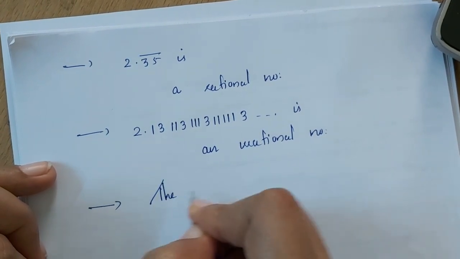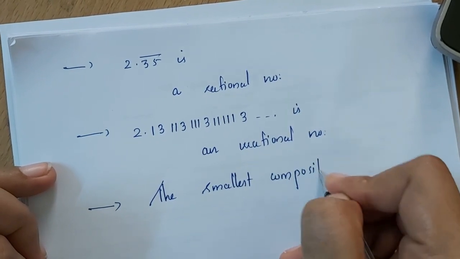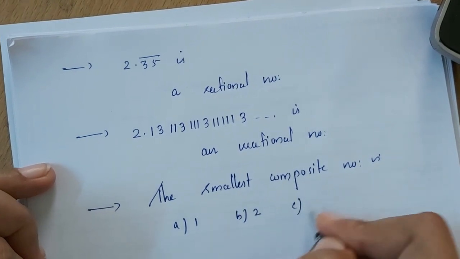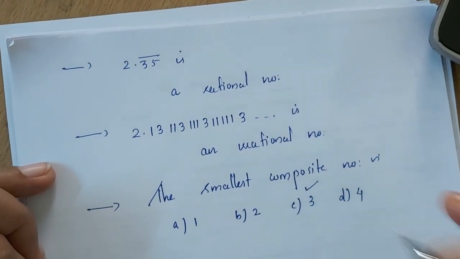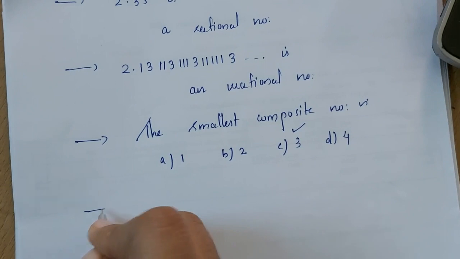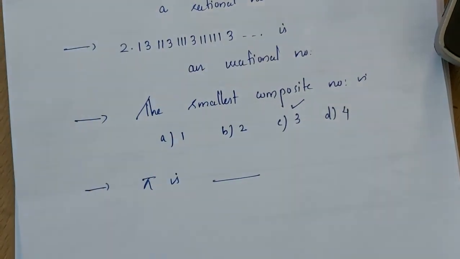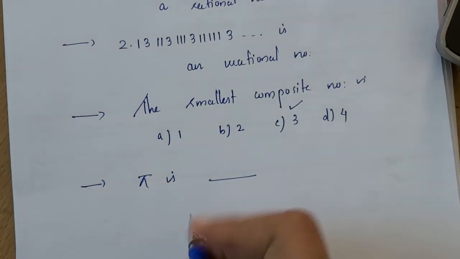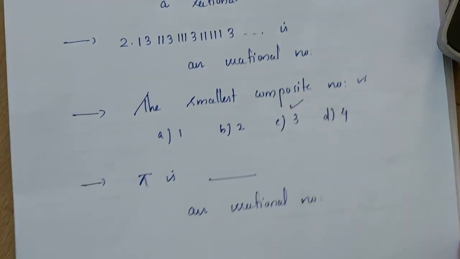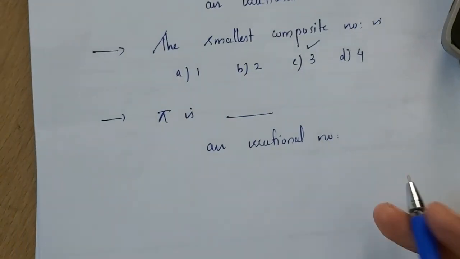The smallest composite number is, our options given are 1, 2, 3, 4. The smallest composite number we are considering is 4. Next question, pi is which type of number? A rational number, irrational number, composite number? It's an irrational number. When we are expanding pi, we will get a pattern like this, continuously going on.